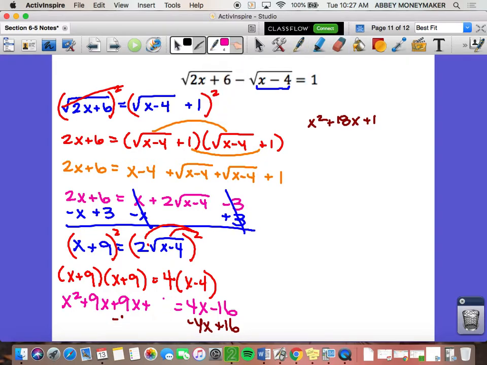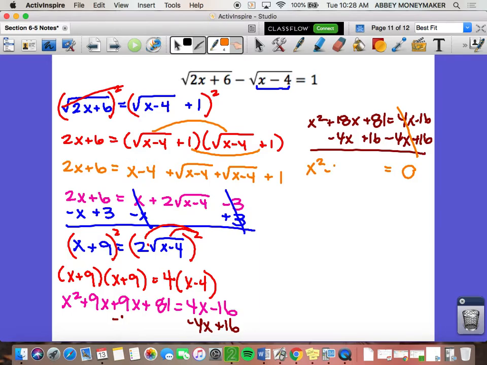Y'all keep me honest here. 81 plus 81 is equal to 4x minus 16. Okay, let's subtract the 4x and add the 16. On the right-hand side, everything goes to 0. And on the left, we're going to say that gives me x squared plus 14x. And then 81 plus 16 gives me, what? 97?